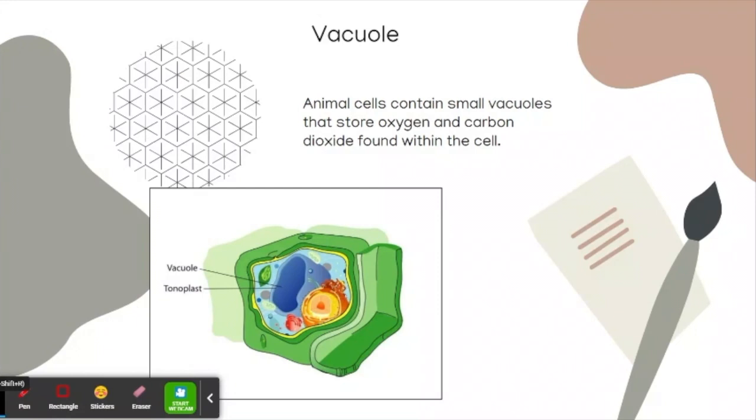Animal cells contain small vacuoles that store oxygen and carbon dioxide found within the cell. However, in plant cells, there are big vacuoles.